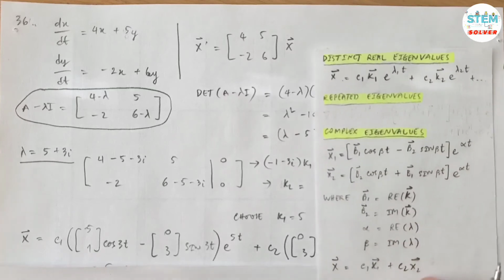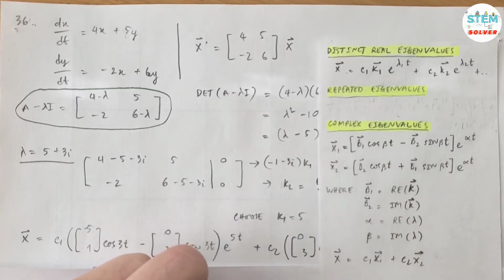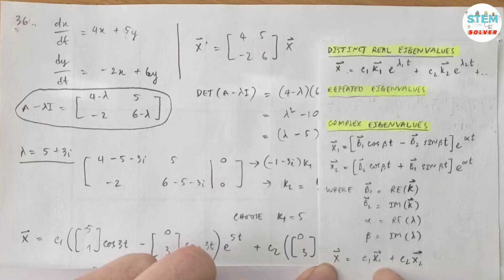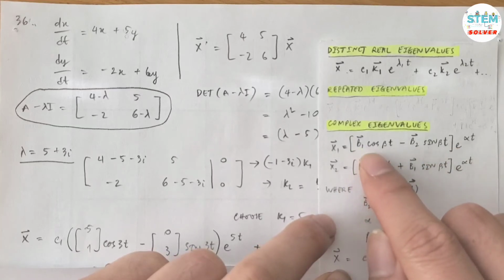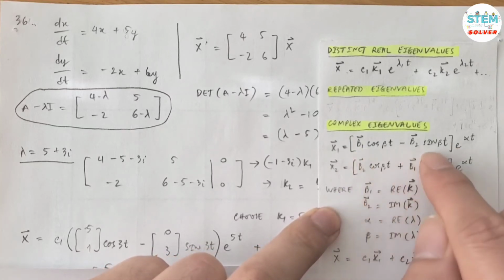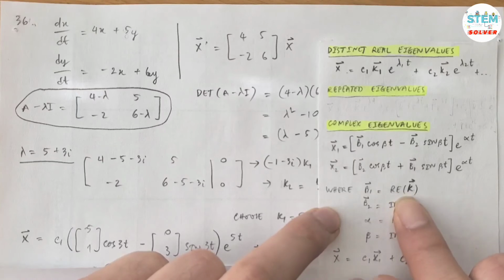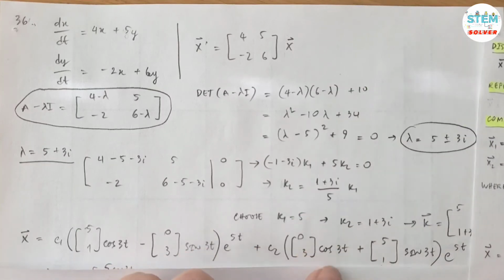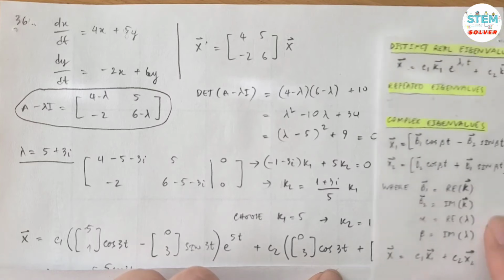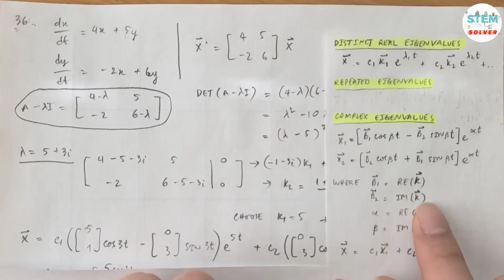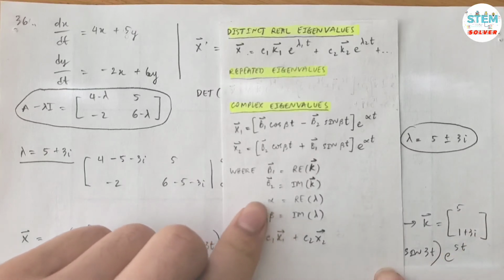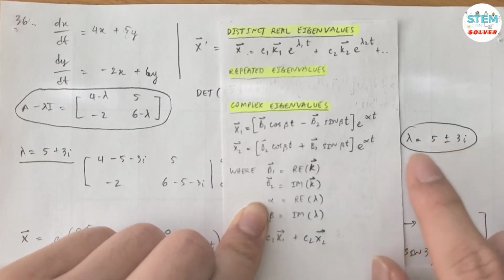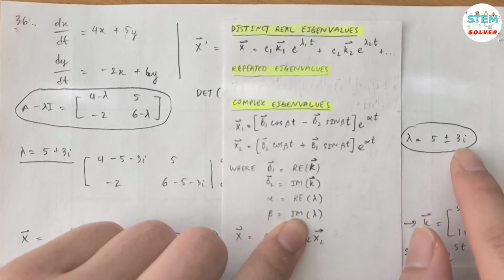Because you have complex eigenvalues, your final solution will be given in this form: vector x equals c1 times vector x1 plus c2 times vector x2. What is vector x1? It is this. What are vector b1 and vector b2? Vector b1 is the real part of vector k, which is (5, 1) in this case. Vector b2 is the imaginary part of vector k, which is (0, 3). Specifically, what is alpha? The real part of lambda, which is 5. Beta is the imaginary part of lambda, which is 3.